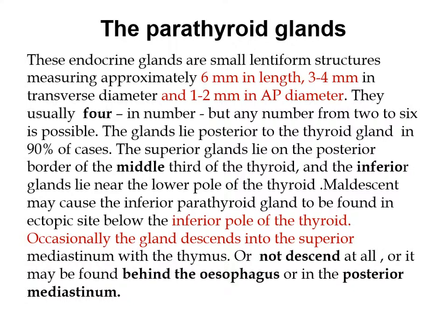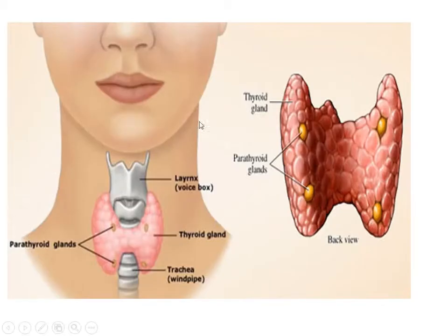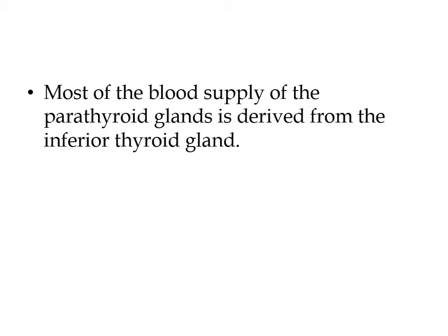It's very variable. Occasionally, the gland descends into the superior mediastinum with the isthmus, or sometimes does not descend at all, or it may be found behind the esophagus or in the posterior mediastinum. The superior one is in the middle part, not in the upper part, while the inferior is in the lower part of the thyroid gland. Most of the blood supply of the parathyroid gland is derived from the inferior thyroid artery.